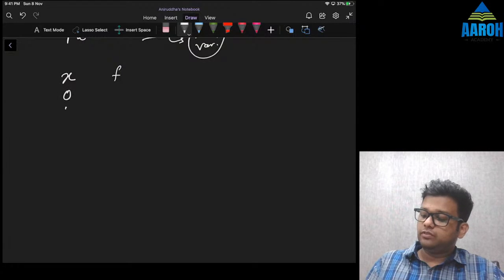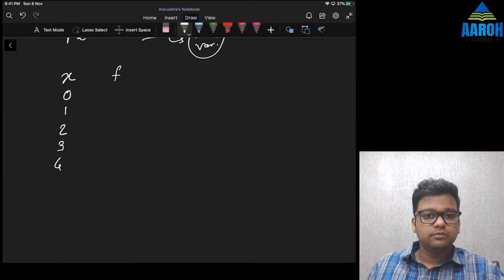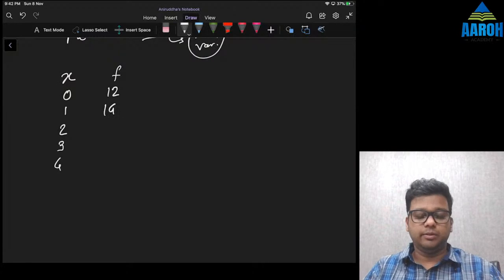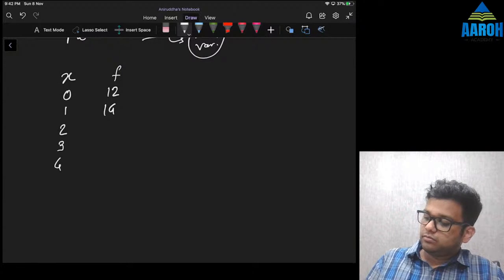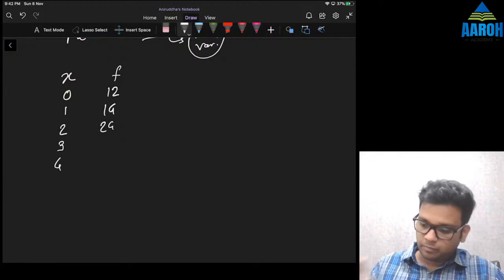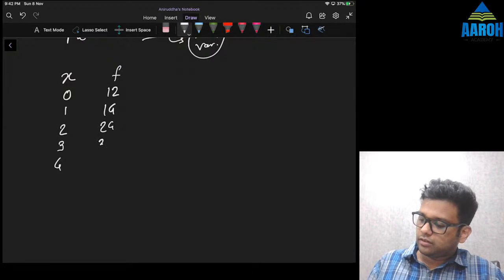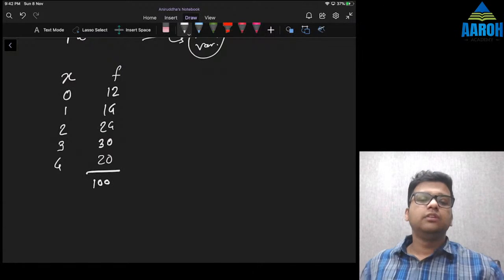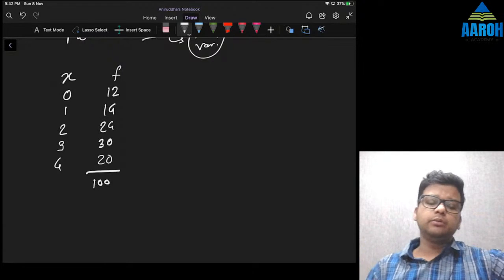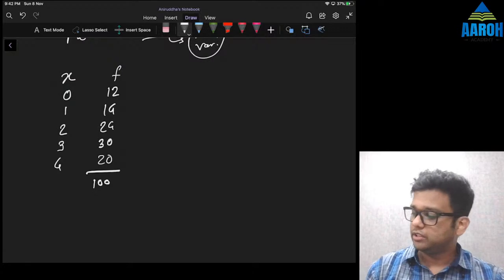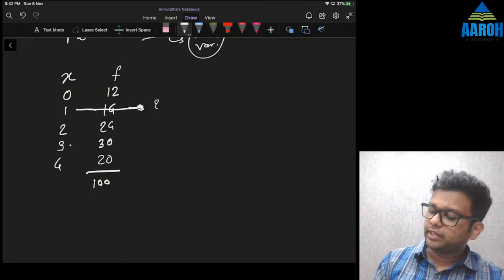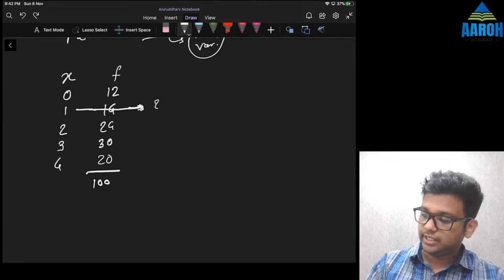Suppose we have x as 0, 1, 2, 3, 4. Frequencies as maybe 12, 14, 24, 30, 20. So if you check, summation f is 100. And the question is fit binomial distribution to given data. Now generally in exam they cannot ask you to fit a distribution. They will ask only a particular value. That is, they will ask what is expected frequency of this 1, what is expected frequency of this 3. So you have to calculate only that much. So let's see how to calculate that.